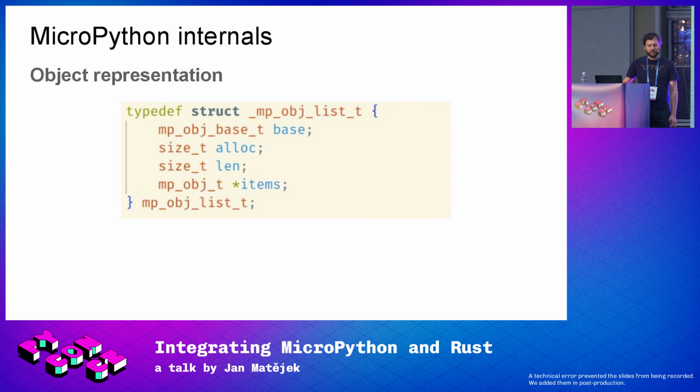This is how the object looks in C. This is a representation of the list type, the Python list type. The first thing is called base. It's a pointer to some type information, which is standard format. Then we have the size of the allocated list, the length of the items that are currently there, and then a new pointer, which is again of the type mp_obj_t, to the actual items of the list.